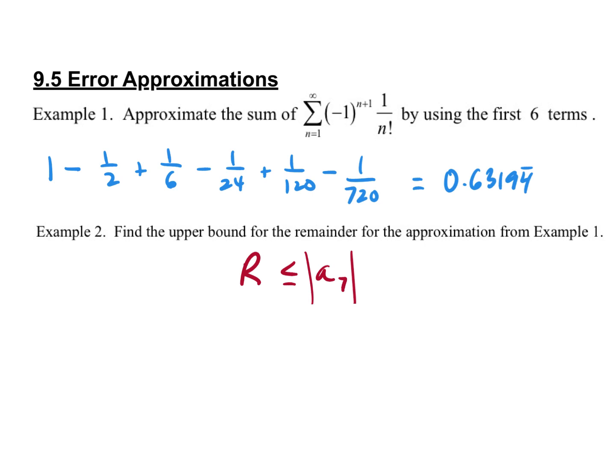Now, it's in absolute value. Okay, notice that. So especially with the alternating series, sometimes it's negative, sometimes it's positive. But for the remainder, it doesn't matter. It's just the absolute value of that. Okay, so the 7th term is 1 over 7 factorial.